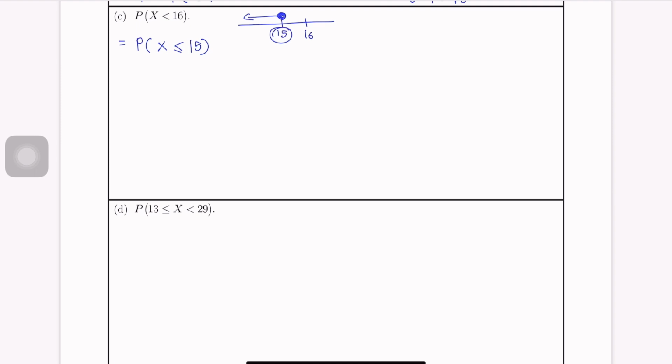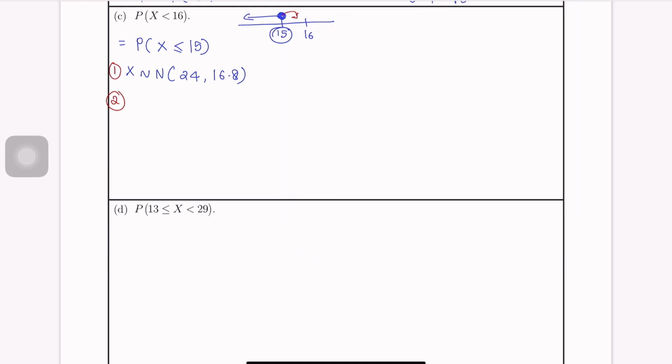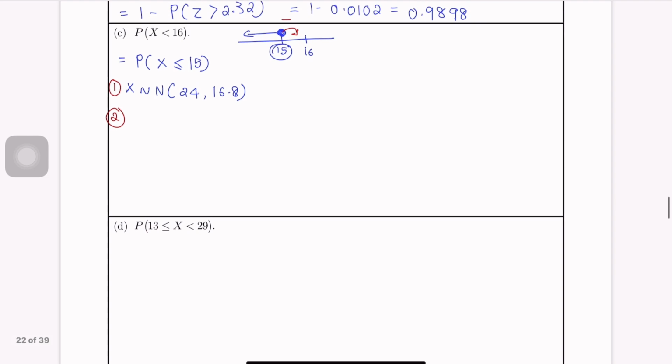Okay, so this is the first step. Actually, this is not the first step, we just changed the less than sign to less than or equal. Then we use the normal distribution we got from the previous example. So we have X normally distributed with 24 and 16.8 as the mean and variance. So this is the first step again. Then the second step is to do CC. Since we have less than or equal to 15, outside the blue line we need to plus 0.5.